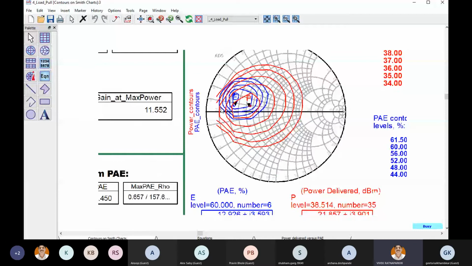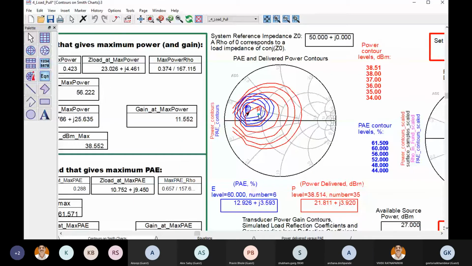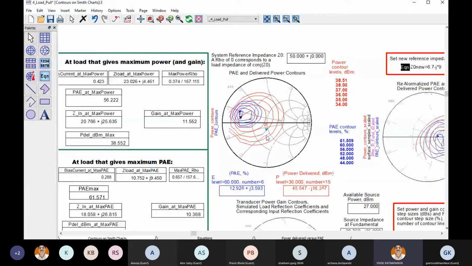So if you move these markers, you can see that the impedance values are changing here. Can you see? The red colored values are changing.